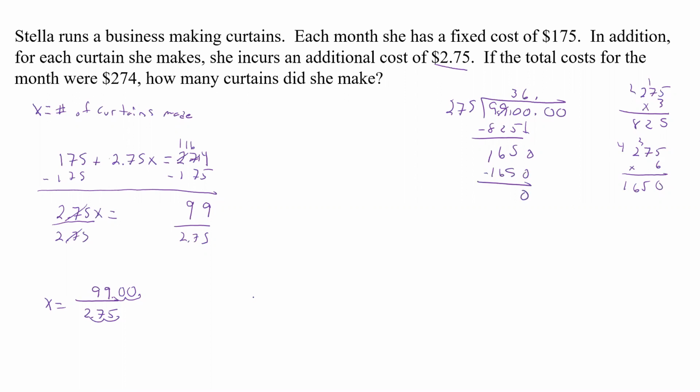So it looks like she has x equals 36 curtains. That's how many curtains she made to get the total cost of 274 if each extra curtain cost 275 and she had a fixed cost of $175. So that then is our answer to this problem.